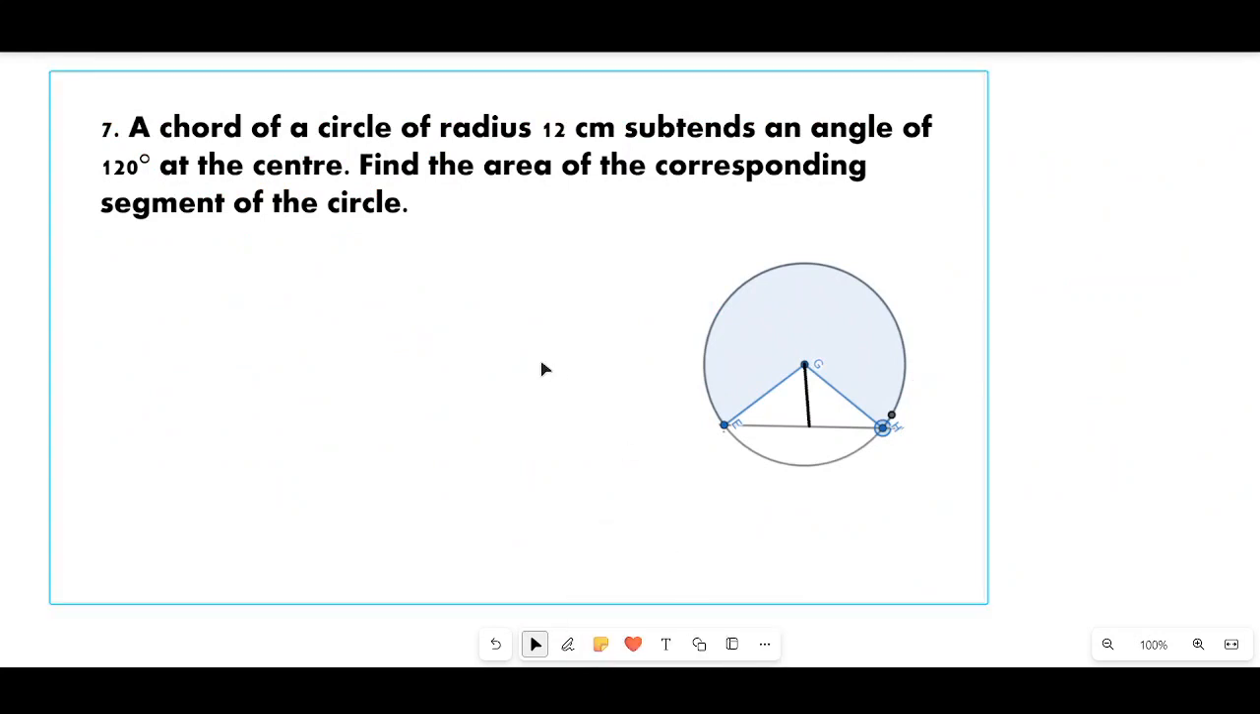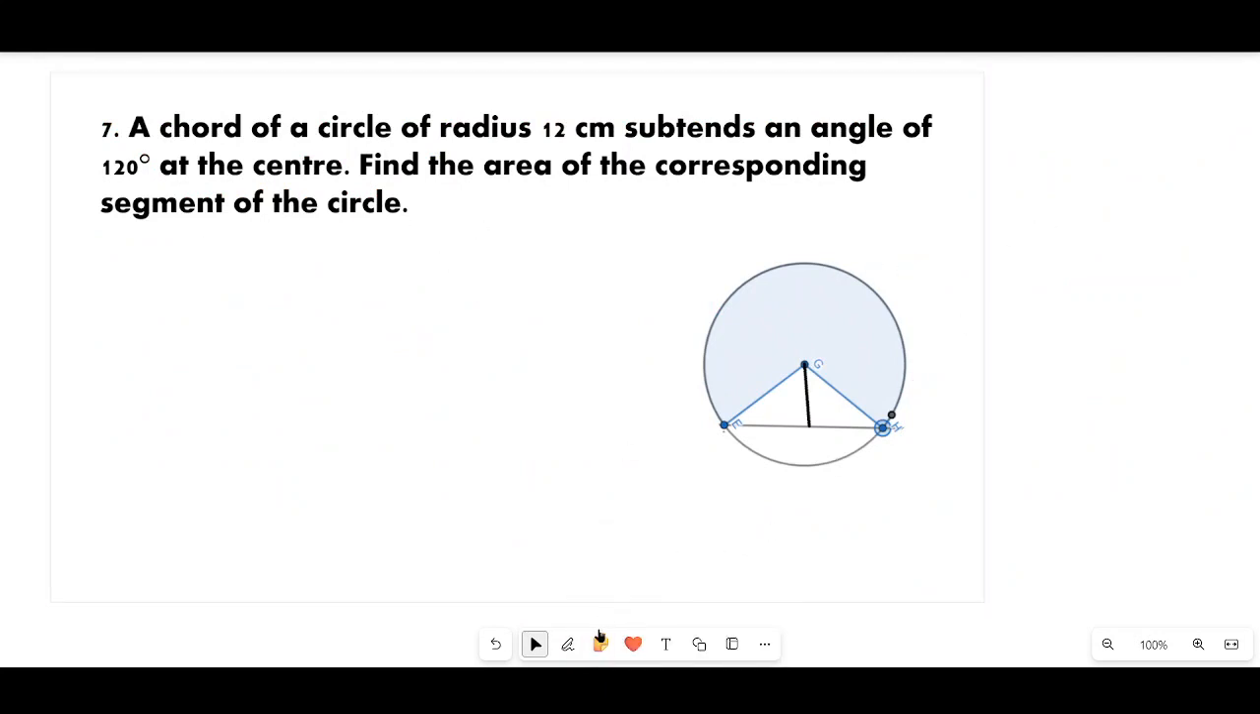Now this is the seventh question. Now in seventh question, a chord of a circle of a radius 12 centimeter is given that. Now subtends an angle of 120 degrees, so this portion is 60 degree and this portion is 60 degree. Now find the area of corresponding segment of the circle. Clear? Now first we will find out the area of a triangle. So what will be the area of a triangle?